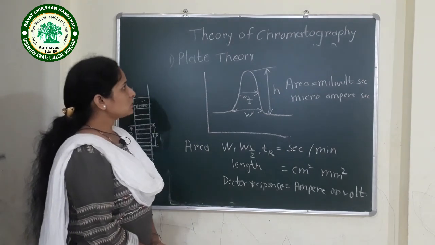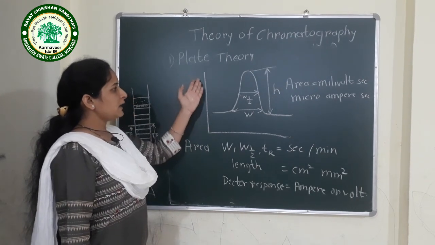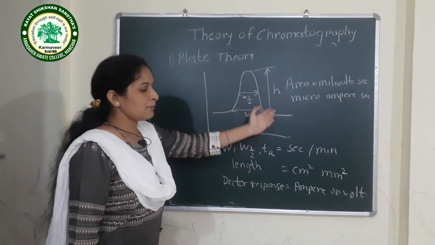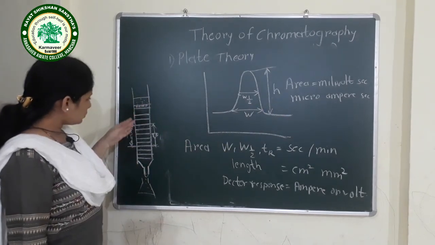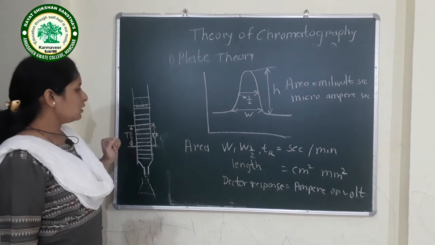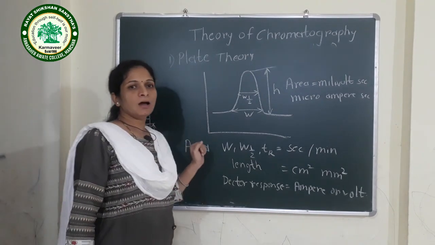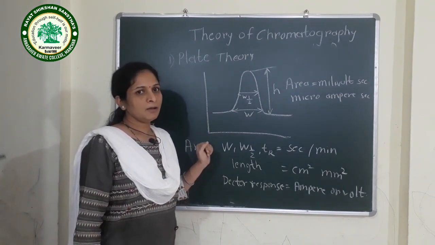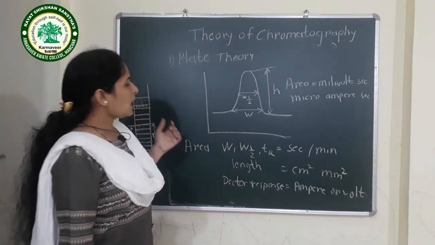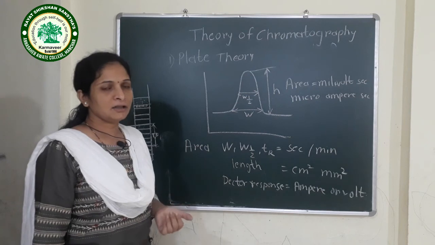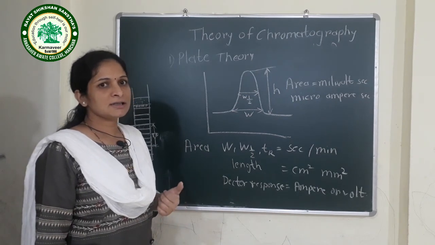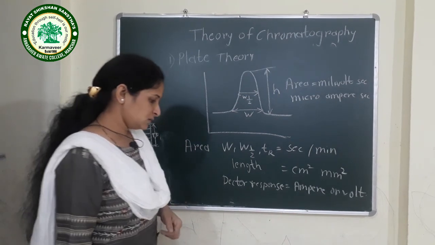This is all about the plate theory. The plate theory explains the Gaussian shape of the peak and also the flow through the column. It fails to explain the broadening of the peak. That's why there is another theory, which is called the kinetic theory or rate theory. We will discuss this theory in the next lecture.